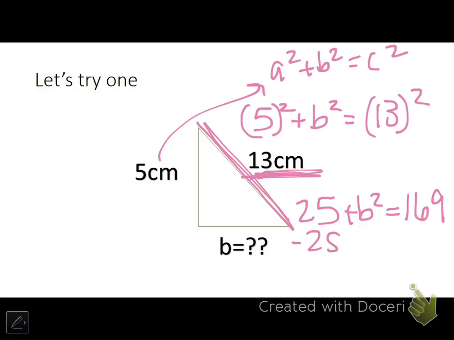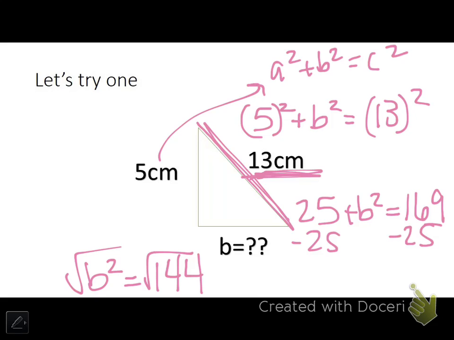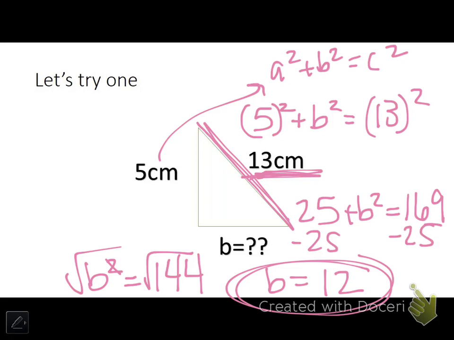So we're going to subtract 25 from both sides. So we're going to get b squared equals 144. b still not by itself, so we got to square root both sides to get rid of that squared. So it's going to be b equals, the square root of 144 is 12, because 12 times 12 is 144. So that's how long my side is for that.